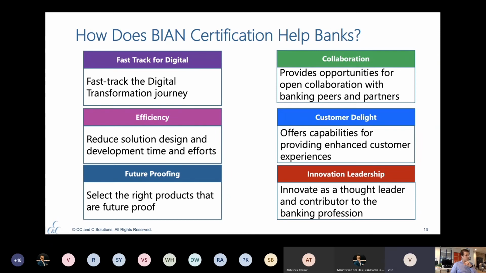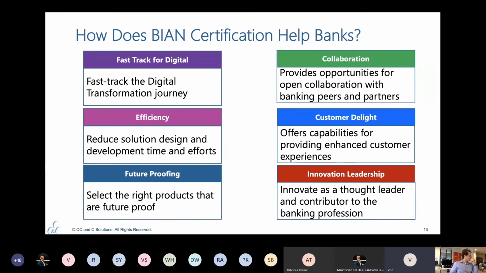Banks want to procure technology. Today, there is a multitude of options for technology solutions. Vendors come and go, but standards like BIAN stay forever. So for the banks or financial institutions, one of the biggest challenges is how do you select the right products and solutions that are future-proofed? Otherwise, if they are here today, gone tomorrow, then it's very difficult to provide continuity.